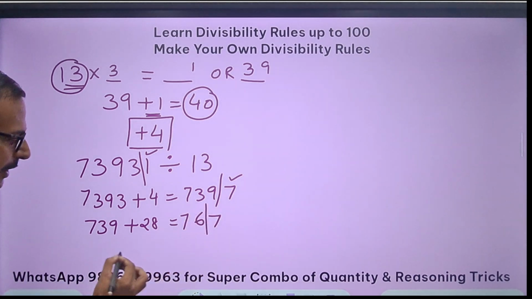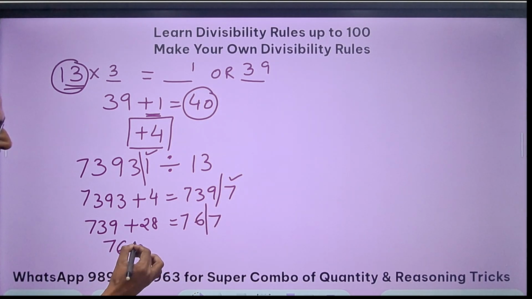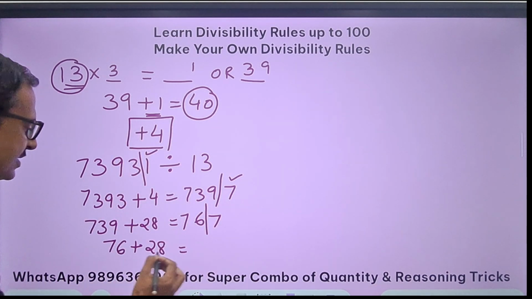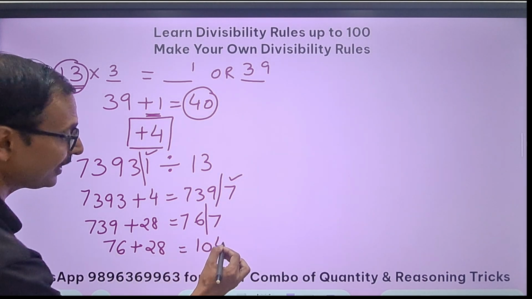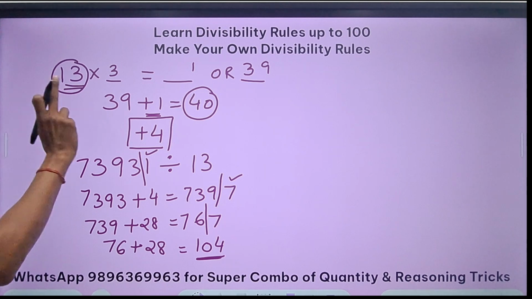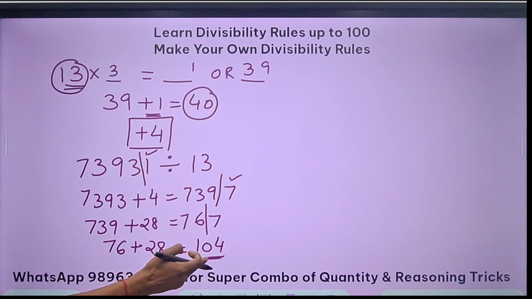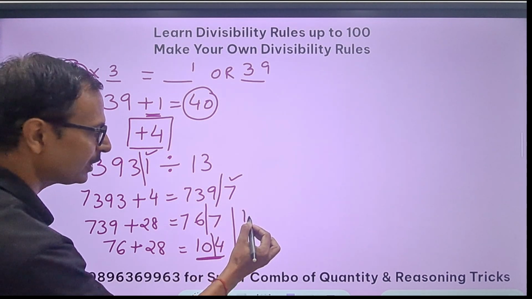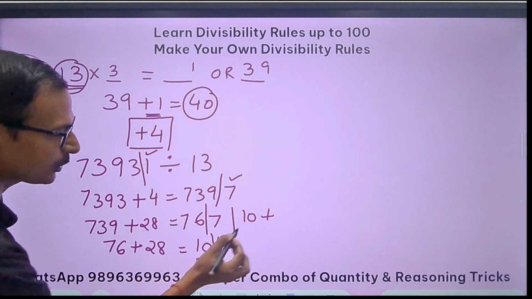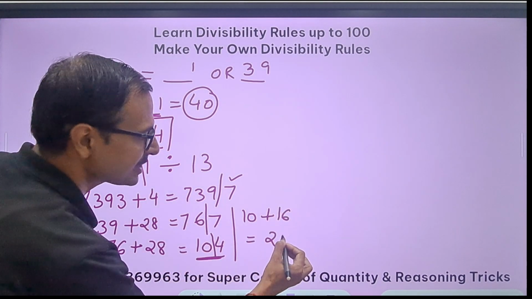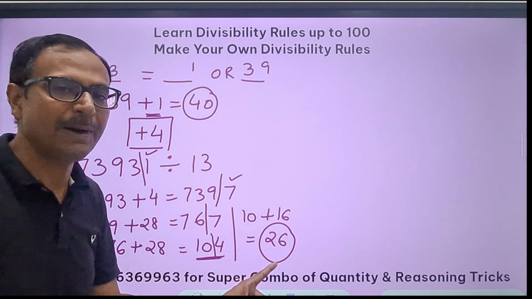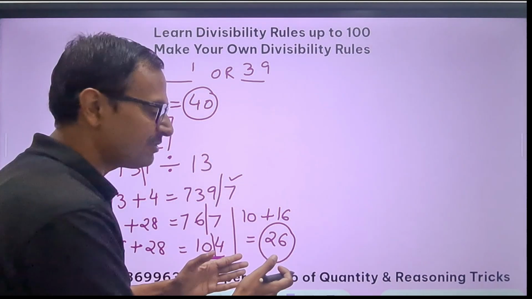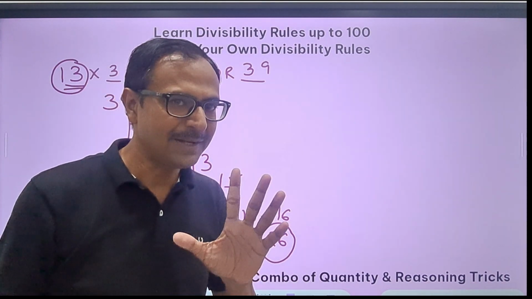So separate out the last digit again. I'll keep on doing that till I feel comfortable with the number which I obtain. So 4 times 7 is again 28. So how much is this? 90, 104. Now if I know that 13 times 8 is 104, I will stop here. But even if you don't know that, just separate out one more time and do it once more. 10 plus 4 times 4 is 16. You get what? 26. And obviously 26 is divisible by 13, thereby proving that the entire number 73931 is divisible by 13. Right?